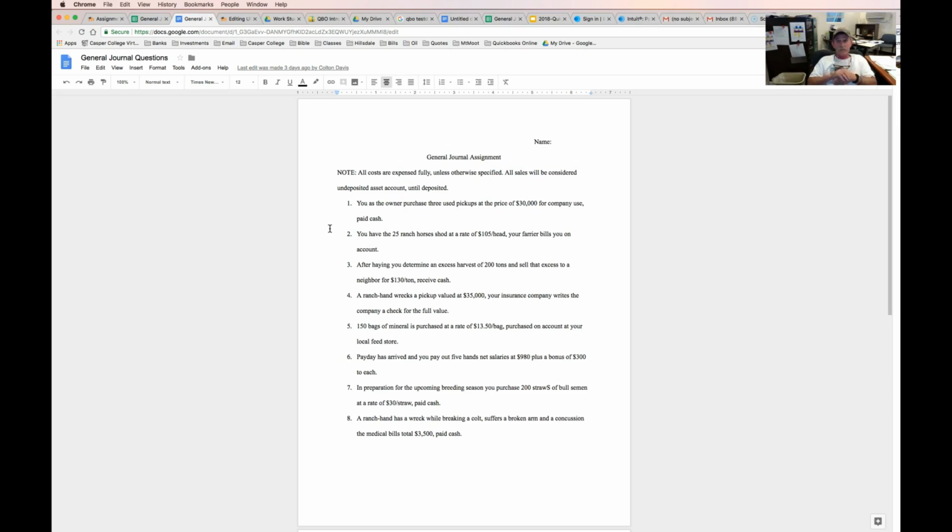Not all of these entries will deal with the cash account, but a fair number of them will. All right, here we go. So we bought 3 pickups. They averaged $10,000 a piece. Total cost was $30,000. We paid cash. The cash account, are we going to increase the cash account? No, we're not going to. We're going to decrease the cash account. We're going to credit the cash account by $30,000.